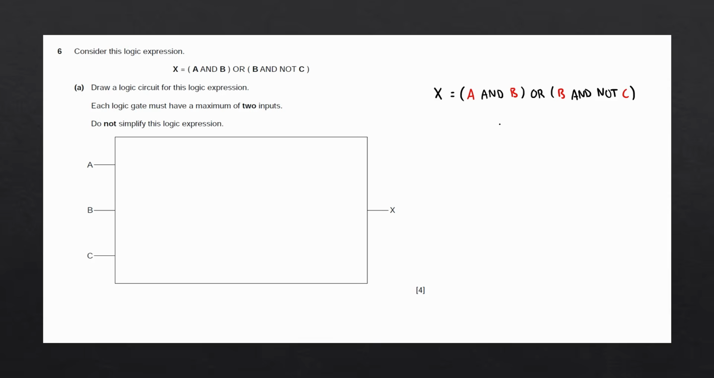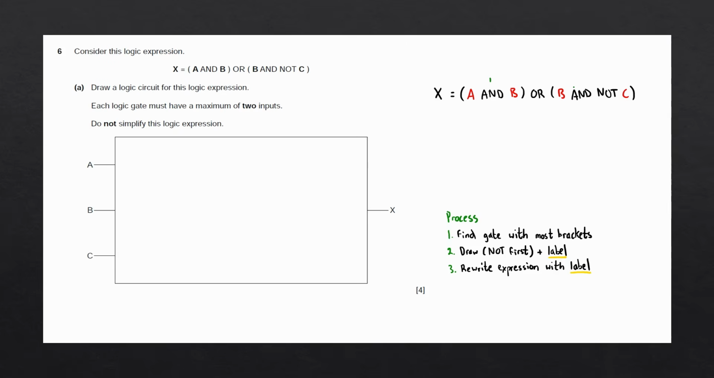And to do so, we'll follow this process. First, we'll find the gate with the most brackets around it. Then we'll draw the logic gates, drawing any NOT gates first, and we'll label the gates. Then we'll rewrite the logic expression with the label. So to start off, we'll find the gate with the most brackets. We have 3 candidates. First is the AND gate, then we've got this AND gate, and we also have this NOT gate. Whenever we have multiple candidates, we'll just go from left to right.